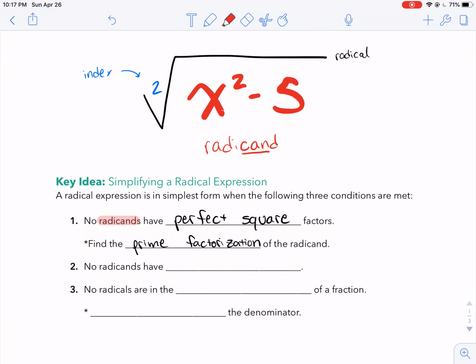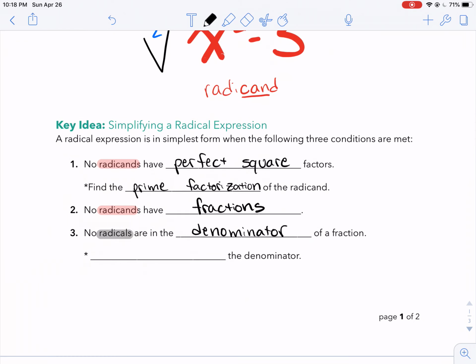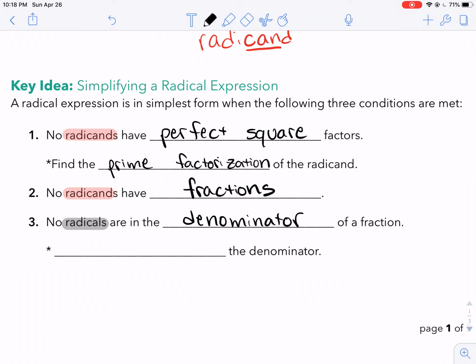The second condition is that the radicand, again the thing underneath your radical symbol, cannot have fractions in it. So no fractions. And then finally, no radicals should ever be in the denominator of a fraction. Remember, the denominator is the bottom part of a fraction. To make sure that doesn't happen, we're going to do something called rationalizing the denominator. To make it like a ratio, we're going to rationalize it, getting rid of its radical.